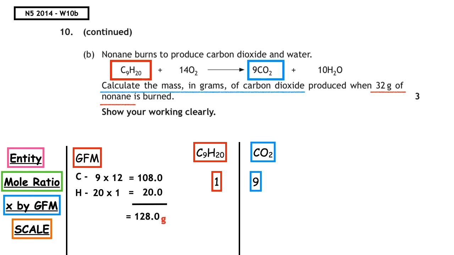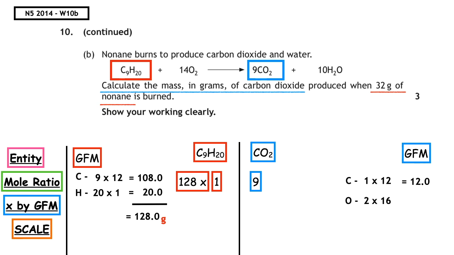For the carbon dioxide, we're looking at the formula inside the box. How many carbons do we have? We have 1 multiplied by the relative atomic mass, which is 12. 1 times 12 equals 12. Oxygen, how many do we have inside the box? We've got 2 multiplied by the relative atomic mass, which is 16. 2 times 16 equals 32. When we add those up, we get a GFM of 44 grams.